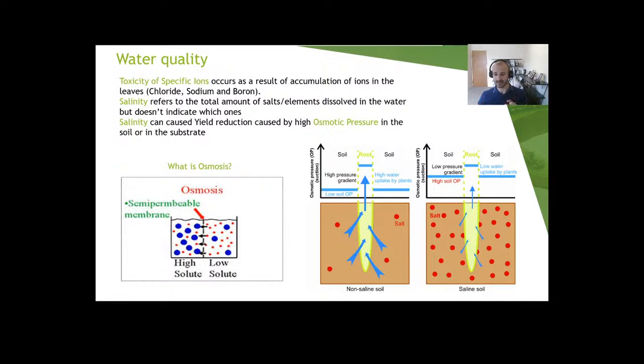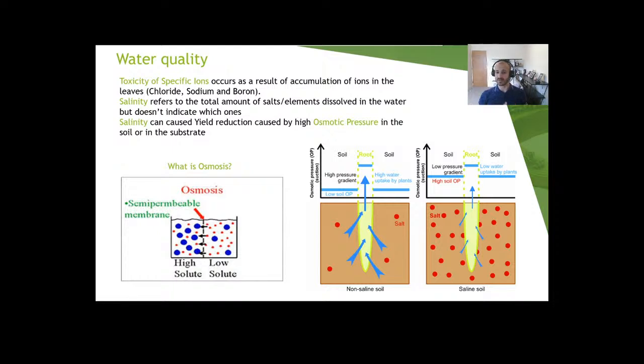It's very easy. But if there is a high concentration, a lot of salts in the root zone, the osmotic pressure is much higher, so the water is not flowing that easily into the root anymore. So the plant has to put more effort into the extraction of the water, so it has to put more energy. And the extraction of water is essential for the survival of the plant.